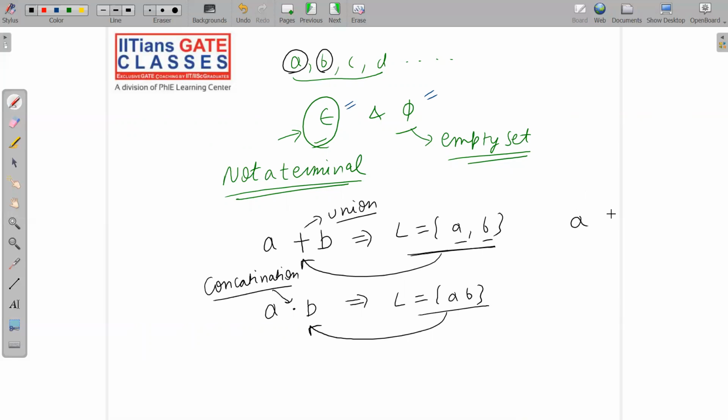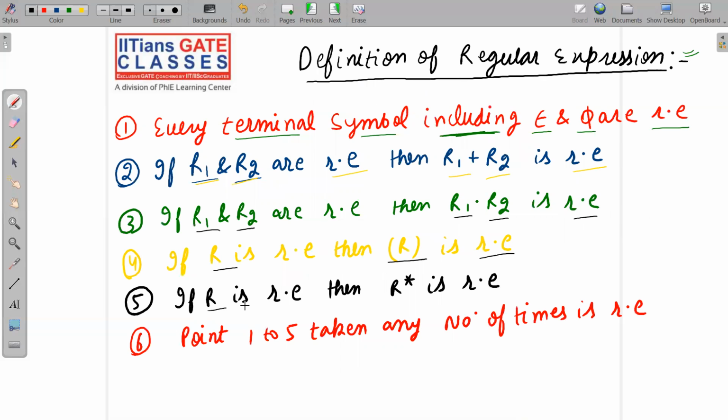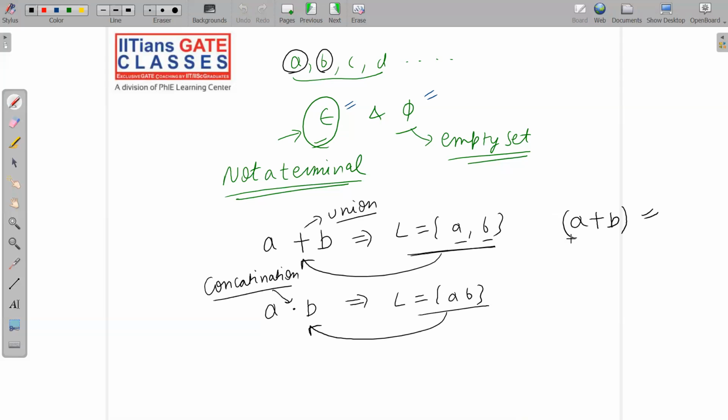If A is a regular expression, B is a regular expression, then A plus B is a regular expression, and A plus B within brackets is also a regular expression. Next point: if R is a regular expression, then R star is a regular expression. Again, very simple. A is regular, B is regular, A plus B is regular, (A plus B) within brackets is regular. Now this point says star, so (A plus B) star is also a regular expression.